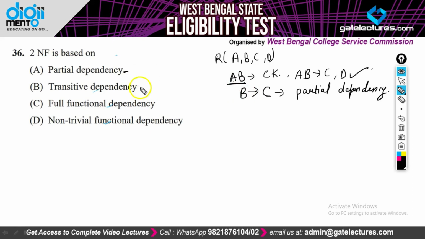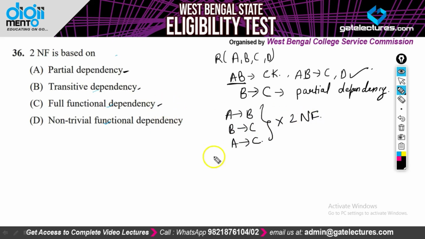And when a relation has partial dependency, it is not in second normal form, and 2NF is not based on this. Now the next option is transitive dependency. It is not a part of this. It comes under the third normal form. According to this, if A gives B and B gives C, then A also gives C. And our second normal form is not based on transitive dependencies either.